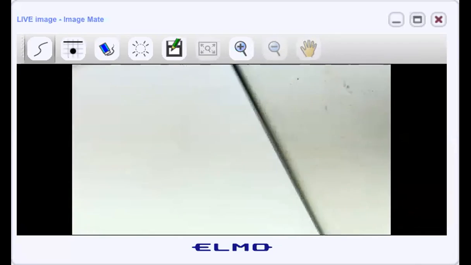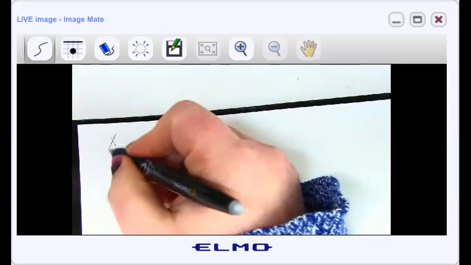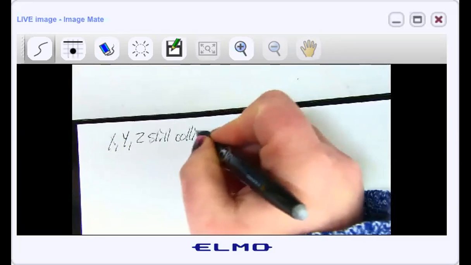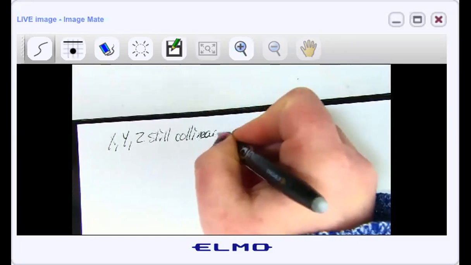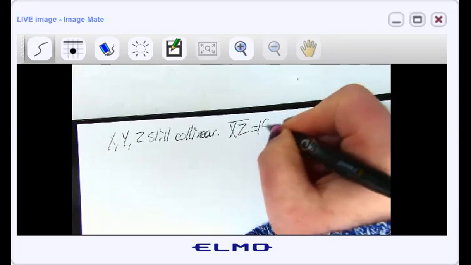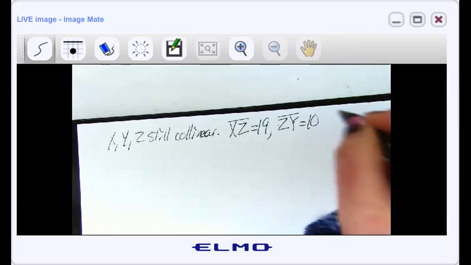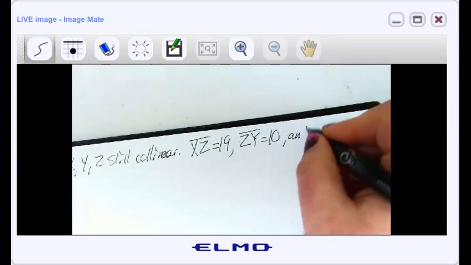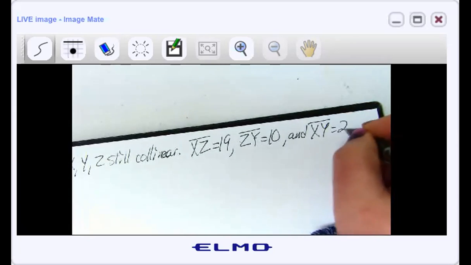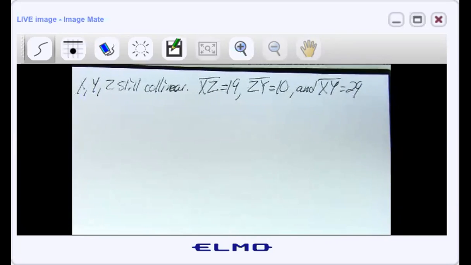Okay, one more. X, Y, Z, still collinear. Let's try this one. XZ is going to be 19. ZY is going to be 10. And XY is going to be 29. All right, same thing. Figure out which of the 3 points is between the other two.